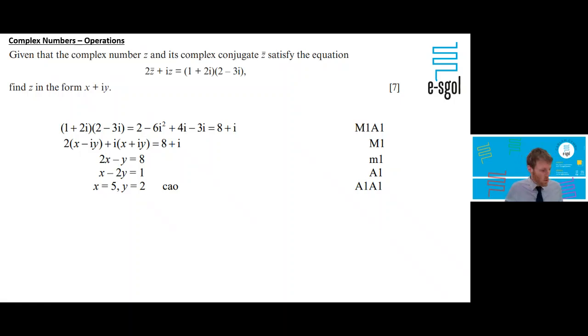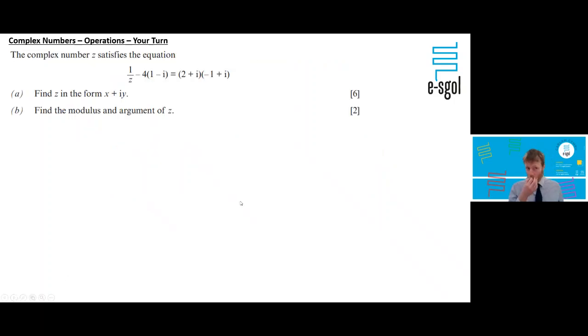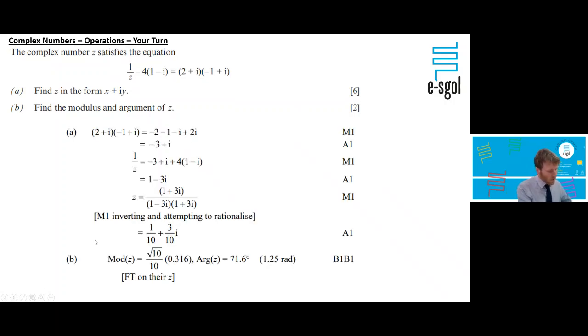Now, if you'd like an extra question on complex numbers, this is the one I thought you could try, where you're doing something very similar to what I've just done in my worked example. To find it in the right form, it's going to involve rationalising the denominator here, where you've got 1 over z. And then on this next page is the mark scheme for that question.